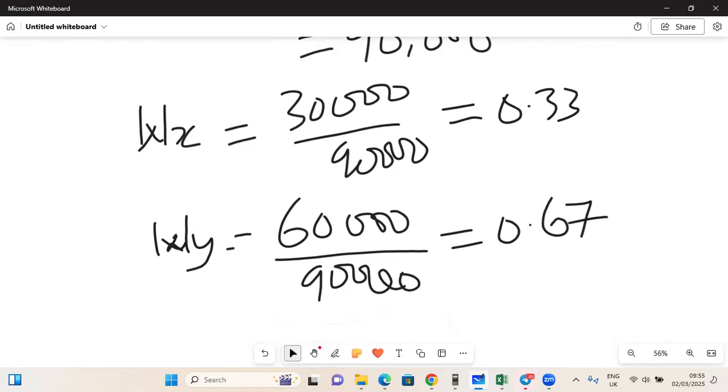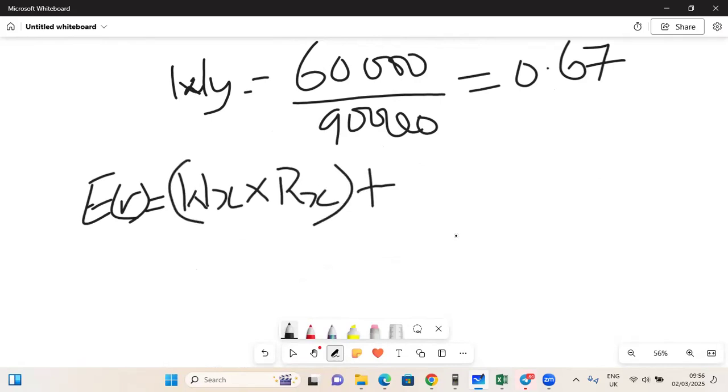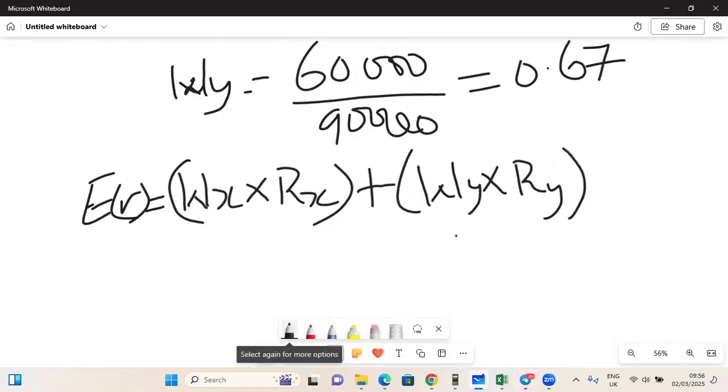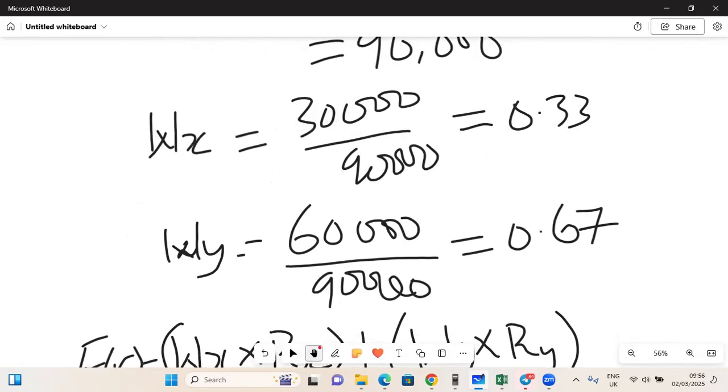All right. So now, as I said, the expected return is equal to the weight of X times the return of X, plus the weight of Y times the return of Y. So, what did we get for the weight of X? We had 0.33.